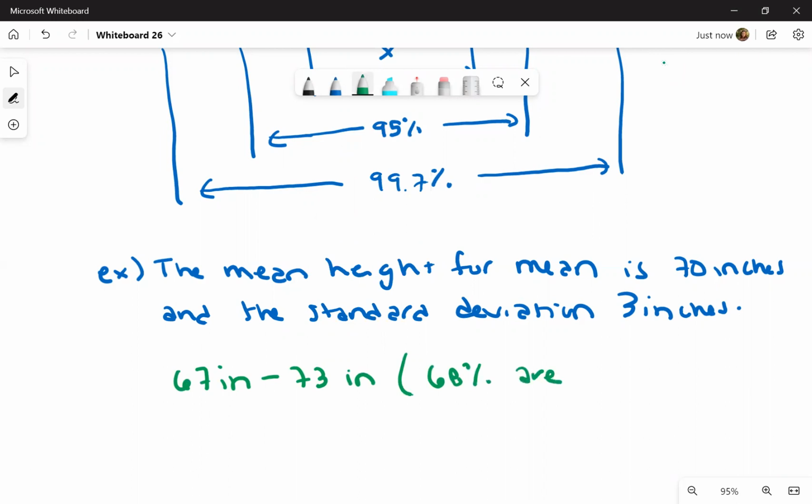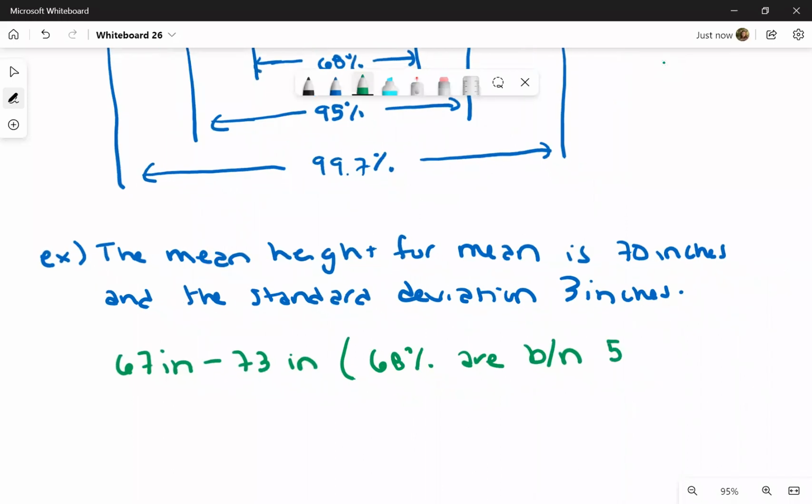Are, and here I'm going to abbreviate between. Okay, sorry, I'm trying to do this in feet. So this would be 5 feet 7 inches. Let's do it with the little dashes. So between 5'7" and 6'1". And that makes sense, that 68%, the majority of men, are between 5'7" and 6'1".